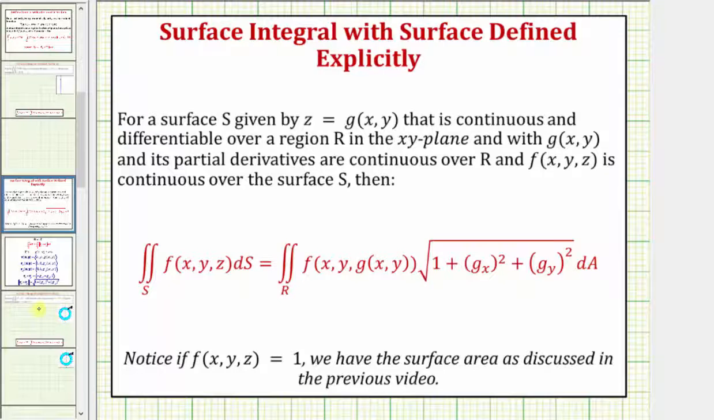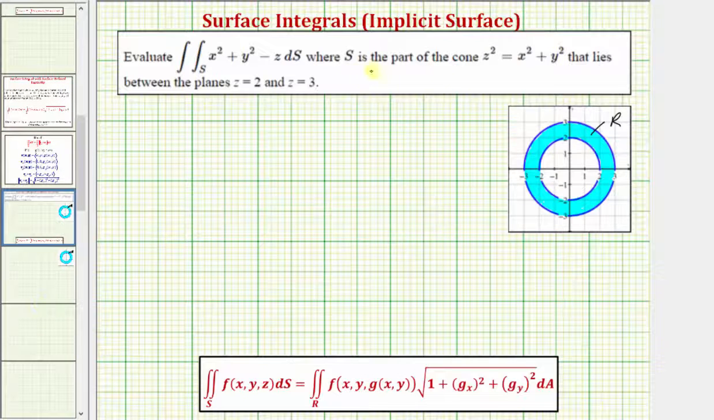So going back to our example, notice how the surface S is not solved for z, but we can take the principal square root of both sides of the equation, because we're only concerned about the surface of the cone when z is positive, or more specifically when z is between 2 and 3. So z is going to be equal to g of x comma y, which is equal to the principal square root of the quantity x squared plus y squared.